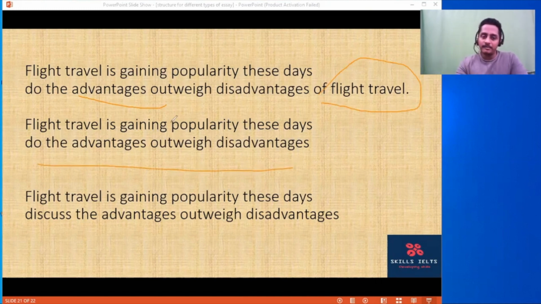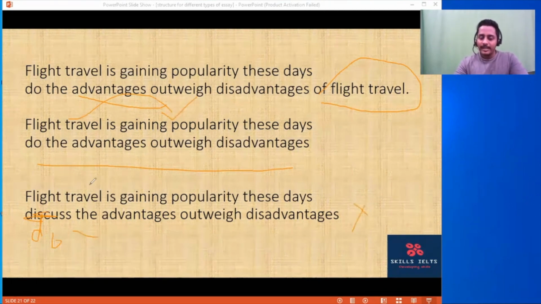Don't write about flight travel, write about the popularity of flight travel, how it affects, how it impacts in a positive way and a negative way. Discuss this. Do advantages outweigh the disadvantages? That's all. Flight travel is gaining popularity. Everybody is going in a flight. You talk about more advantages, fewer disadvantages, and conclude it.